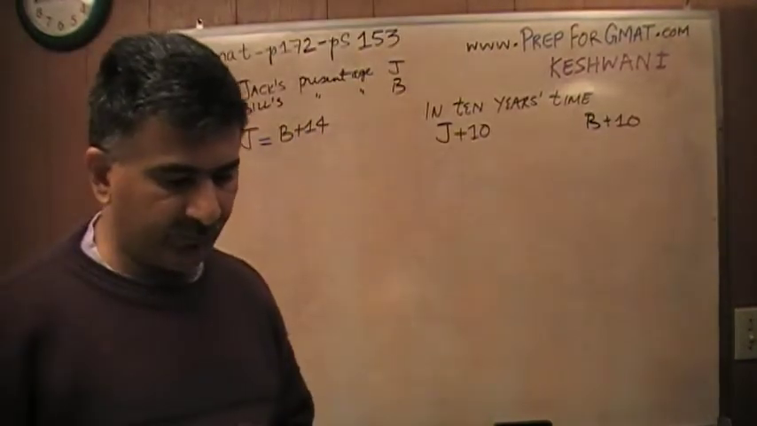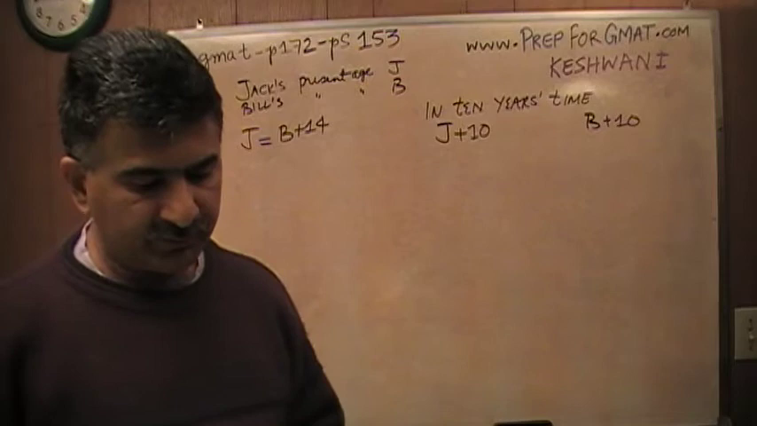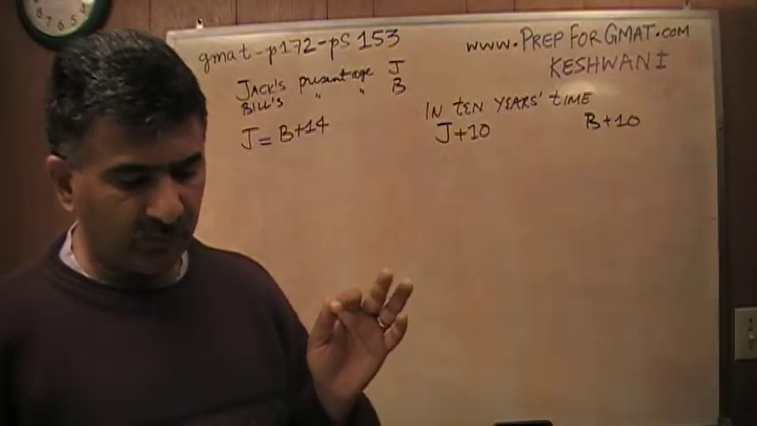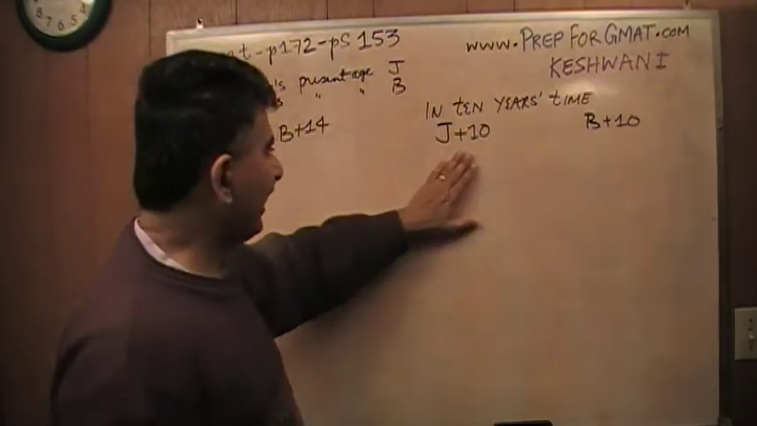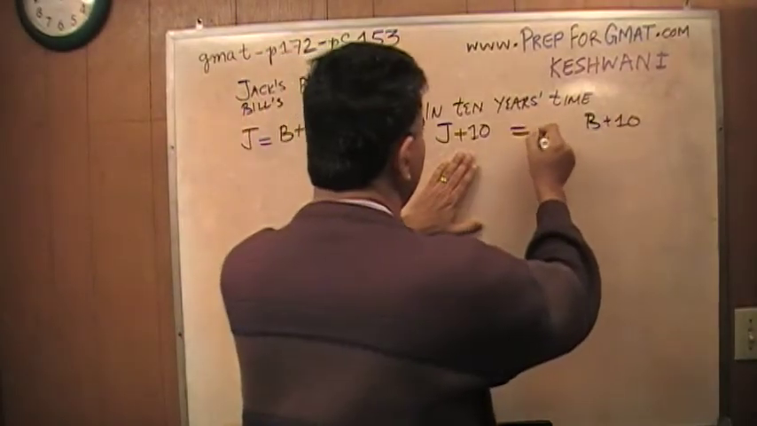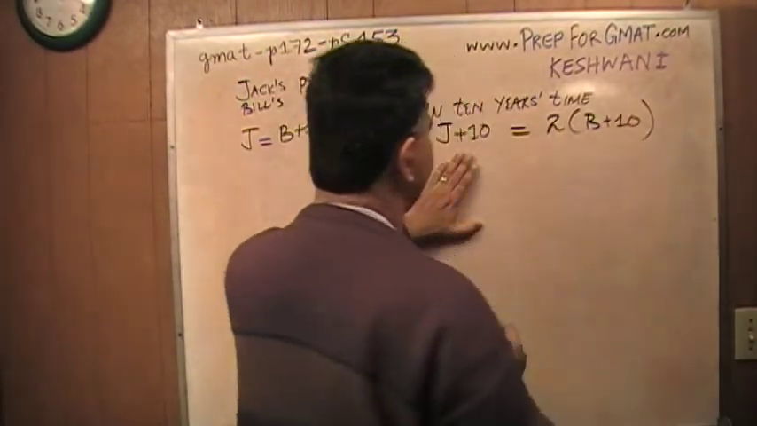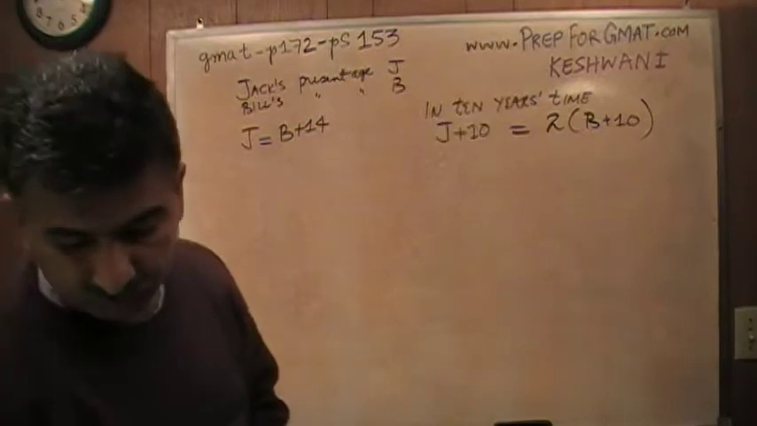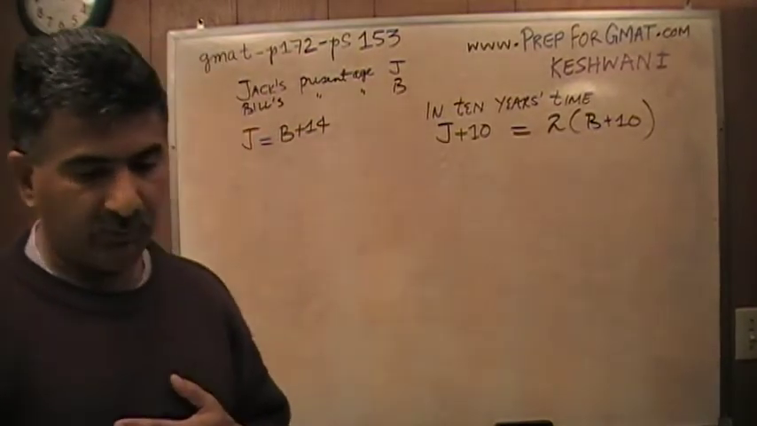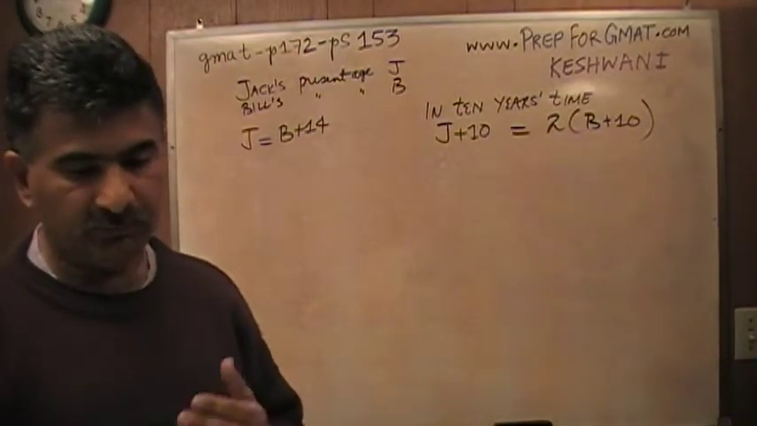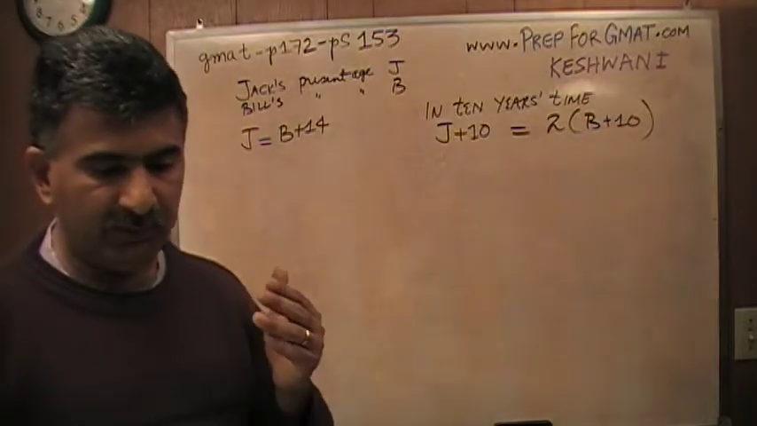Let's read the second sentence actually. In 10 years time, Jack will be twice as old as Bill. Alright. So if this is Jack's age, that should equal 2 times this amount. That's all. That's all it is. All you have to do now is solve for whatever variable that we are looking for. The question simply is how old Jack will be in 5 years time.